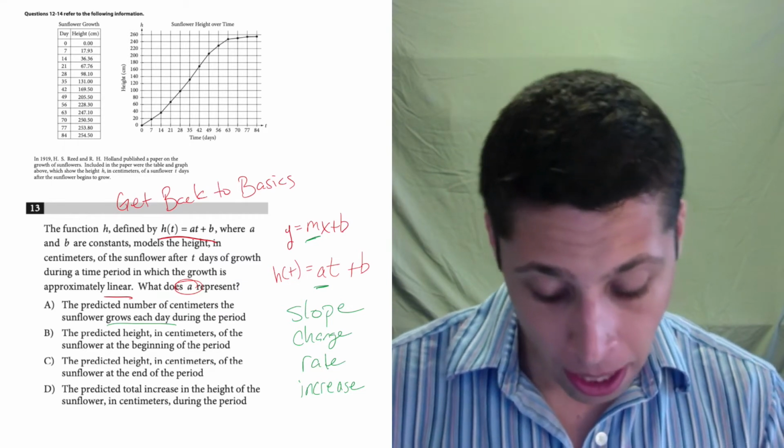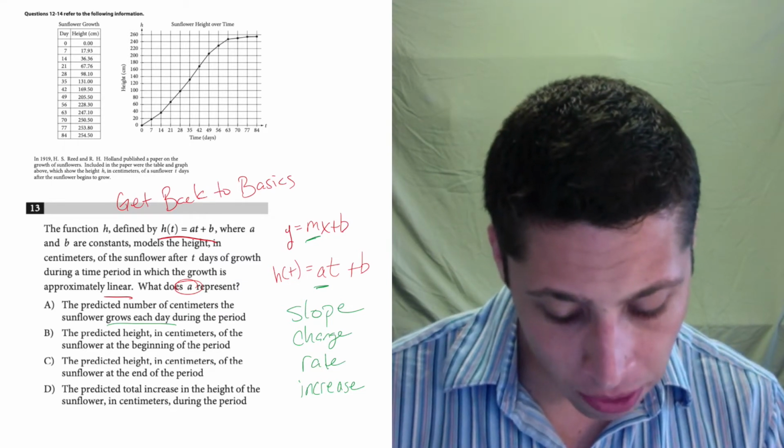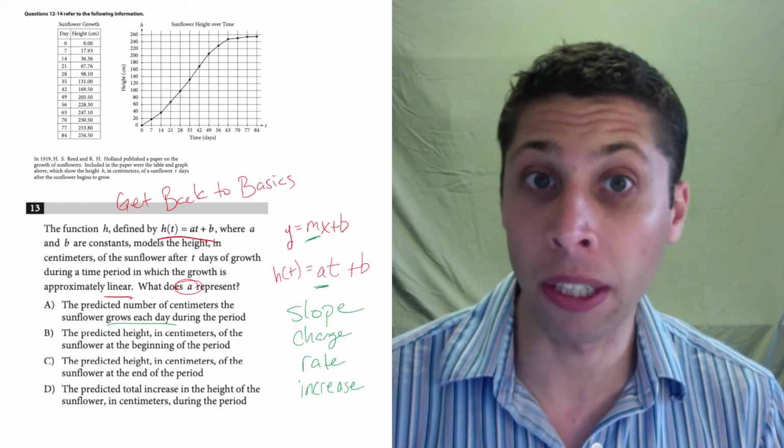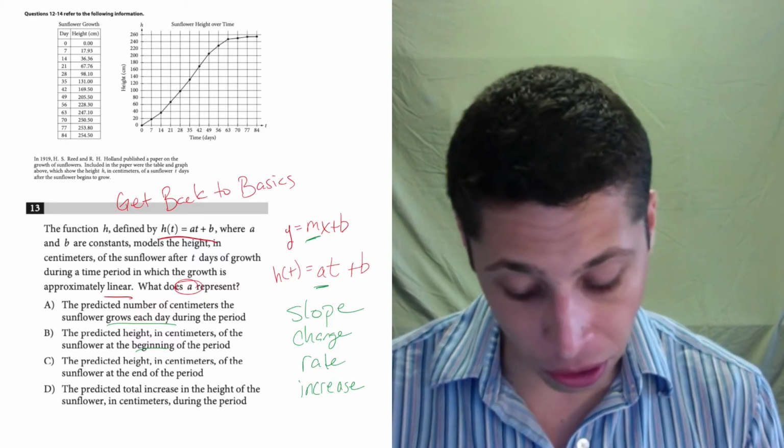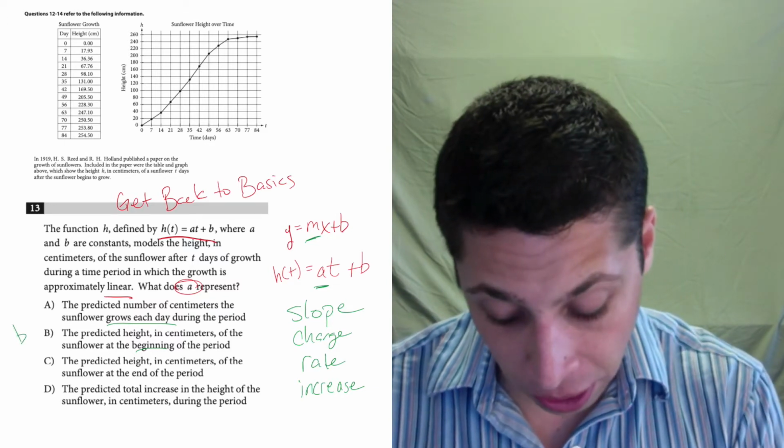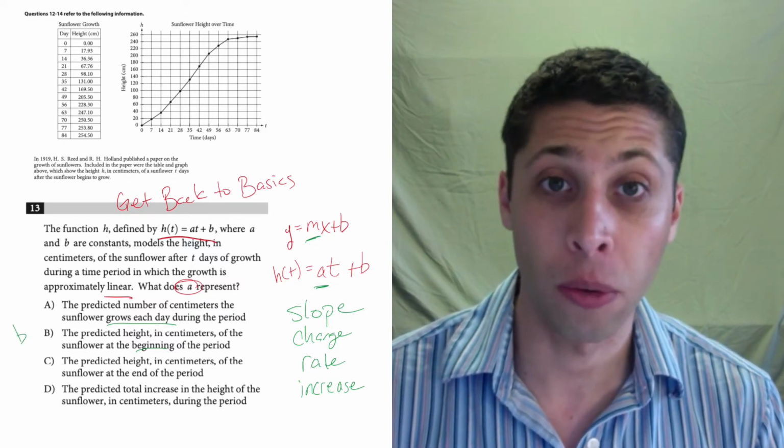So that sounds pretty good. Let's look at B. The predicted height in centimeters of the sunflower at the beginning of the period. Well, that sounds like a starting point. And a starting point is what we associate with the y-intercept. So this is actually the b value in the equation, the y-intercept.